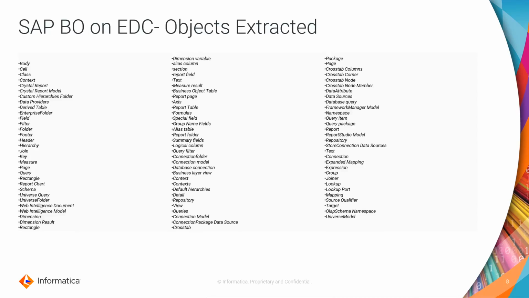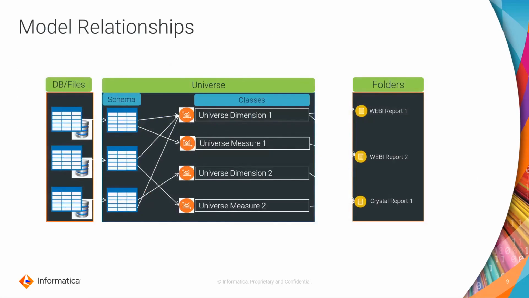These are the list of objects that we will be extracting by configuring and running the resource from EDC. This slide explains the model relationship. Web Intelligence reports are stored inside the folder, which takes the data from the schema present inside the universe, based on which we construct the relationship.